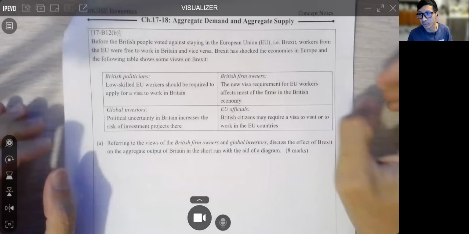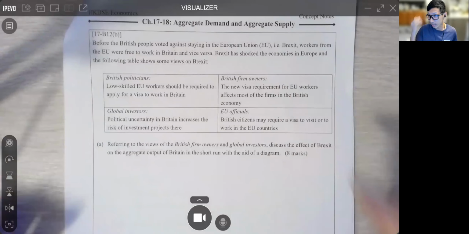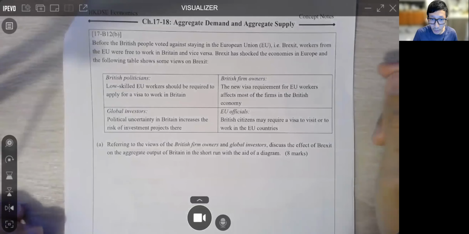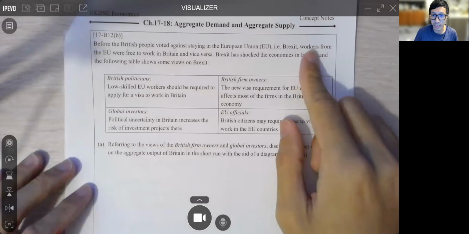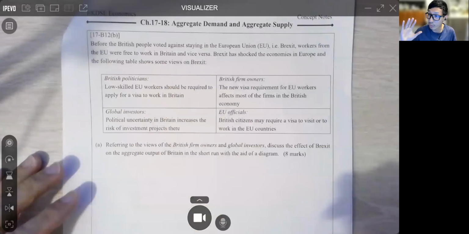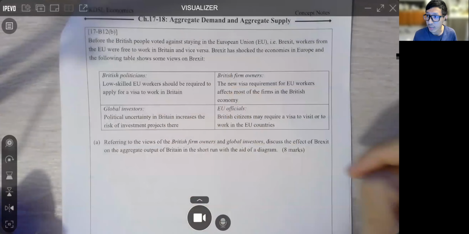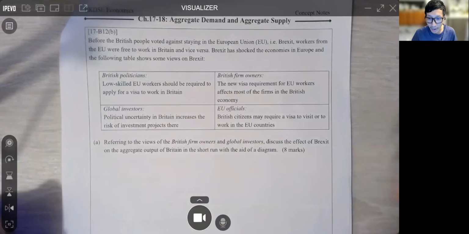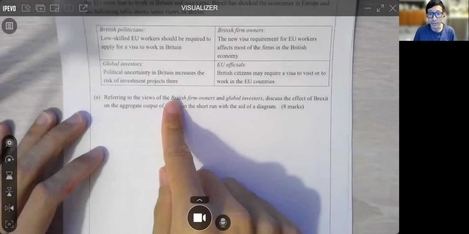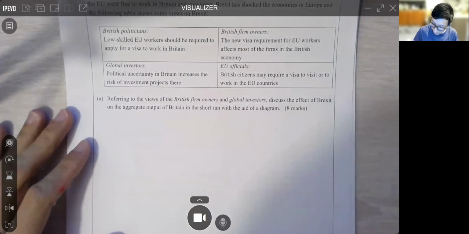Okay, now last two questions. Finish these two and we're done, great. Sir has no energy left, almost there. Here, Brexit. In case you don't know, Brexit is Britain leaving the EU. Britain workers from EU were free to work in Britain and vice versa. You can come to my place, I can go to yours. But now with Brexit, they cannot do that anymore. Next, it says refer to the view of firm owners and global investors.